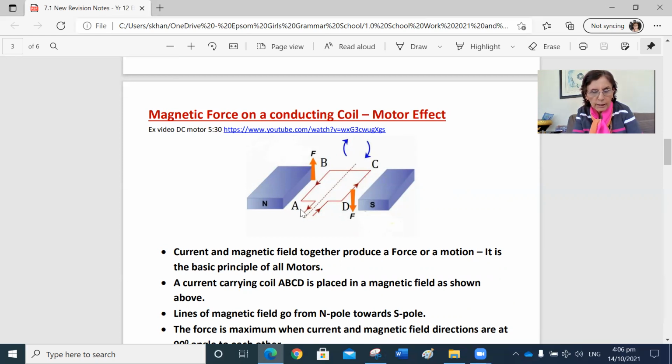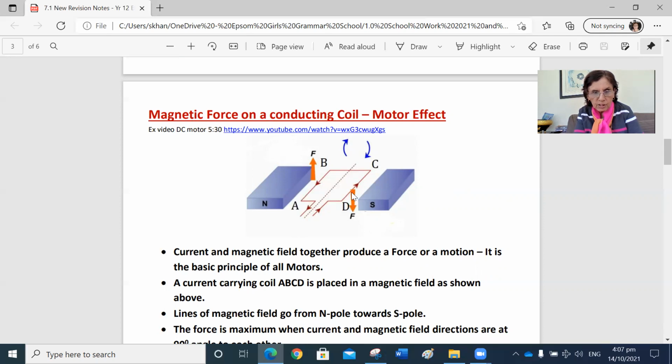This side of the coil AB, where current is going from B to A, force is upwards. Now, this coil can move about the central axis. If we look over here, current is going from C to B. Lines of magnetic field are in that direction, so they are parallel. So no force will be experienced by side BC or side AD. So these ones will be experiencing the force only.